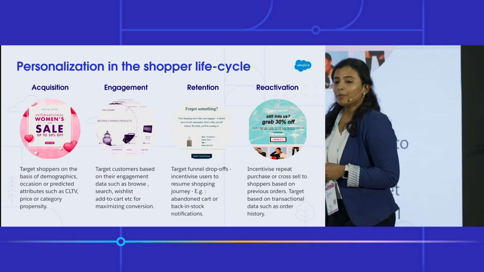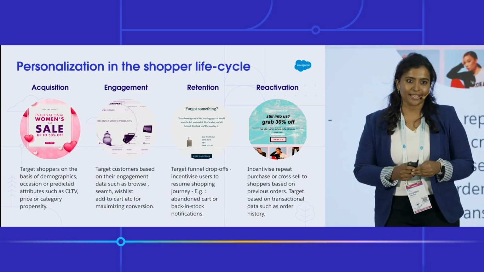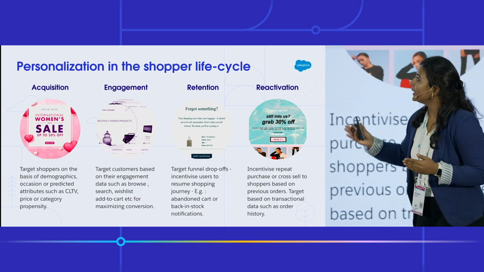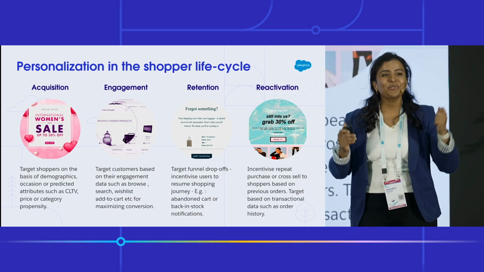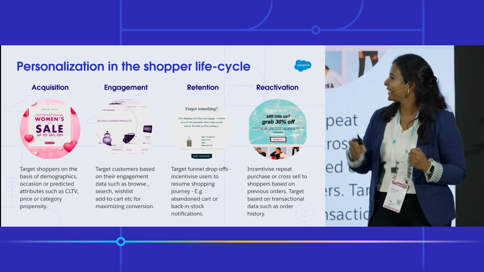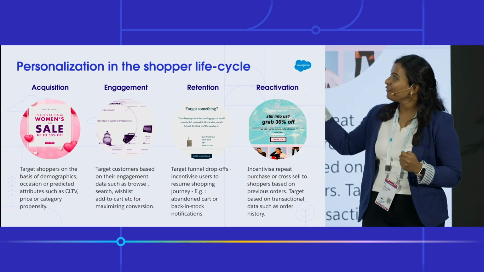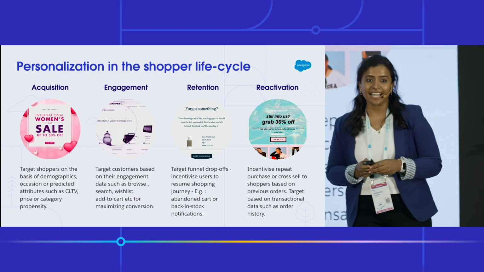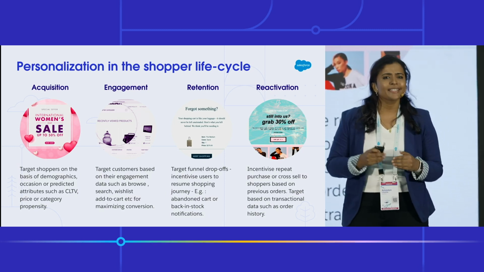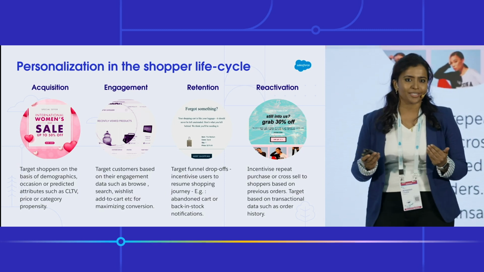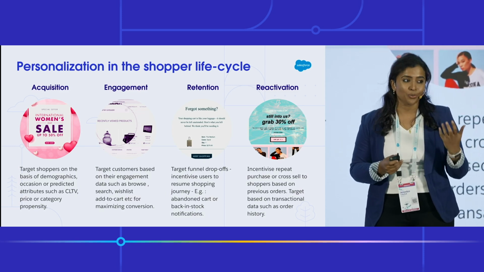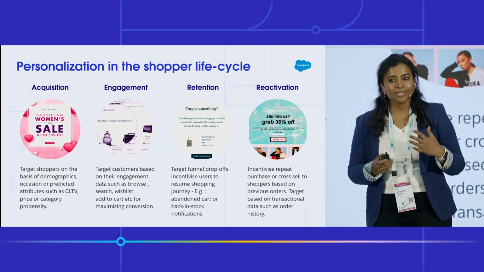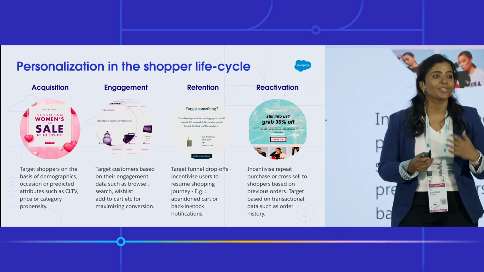Now, when we talk about personalization in the shopper lifecycle, there are 4 broad stages to the shopper lifecycle. The first stage, I want you to all put on your marketing caps when you're thinking about these 4 stages. The first stage of the shopper lifecycle is the acquisition stage. This is where, let's say you've launched a new selection of products in your catalog, and you want to drive customers towards that selection. So how do you do this? You target your customers based on their attributes.